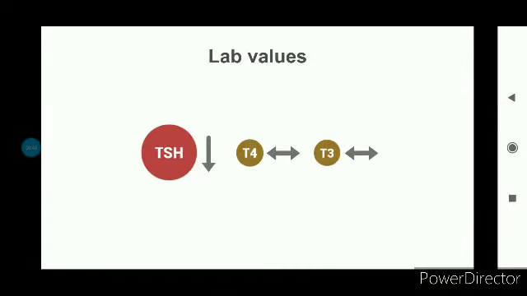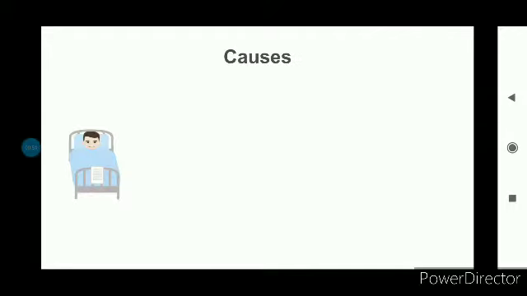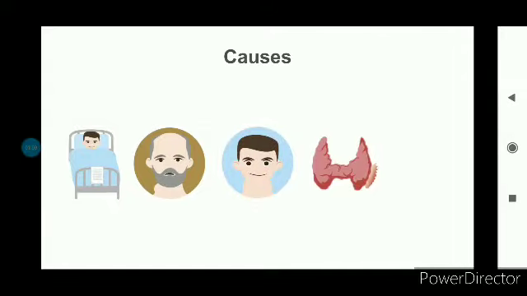Patients will sometimes have a suppressed TSH with normal thyroid hormone levels. This is a condition known as subclinical hyperthyroidism. This can be due to illness, toxic nodules, Graves' disease, resolving thyroiditis, or normal response in early pregnancy.